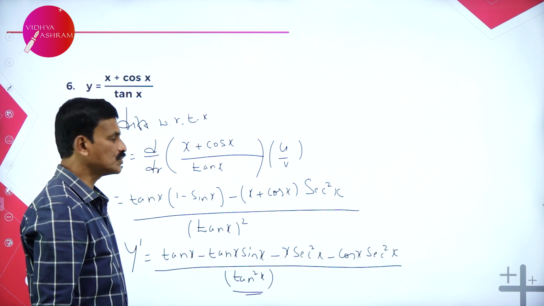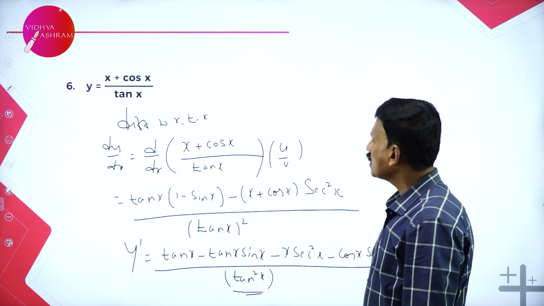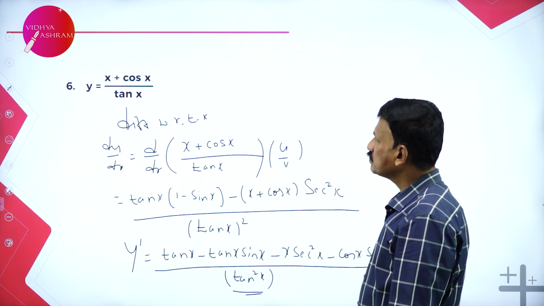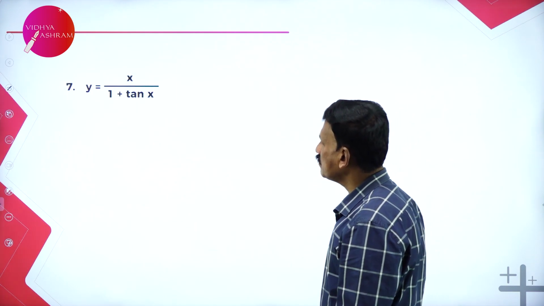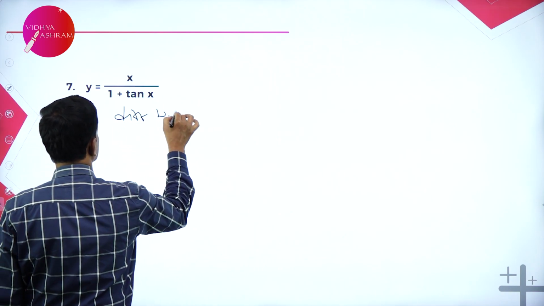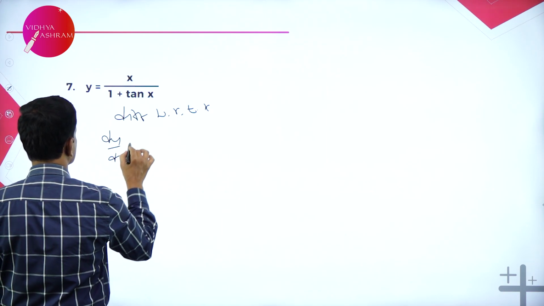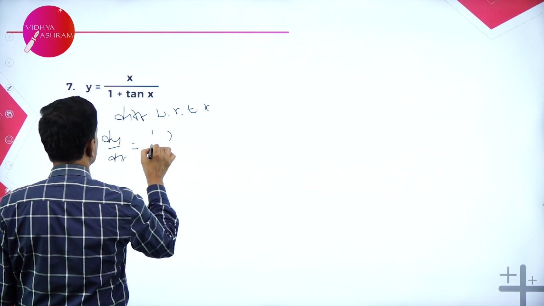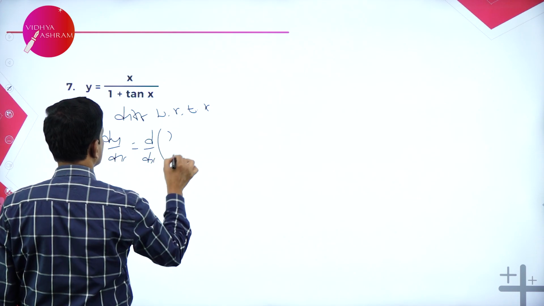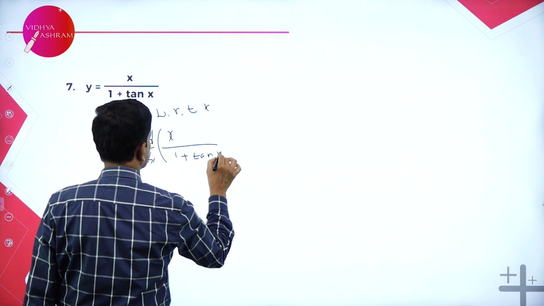This is how we are going to differentiate this function. Okay. Now, move on to the next problem. y is equal to x divided by 1 plus tan x. Differentiating with respect to x, dy by dx is equal to d by dx of x divided by 1 plus tan x.